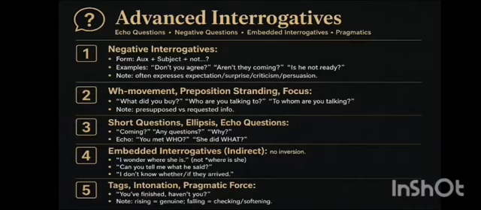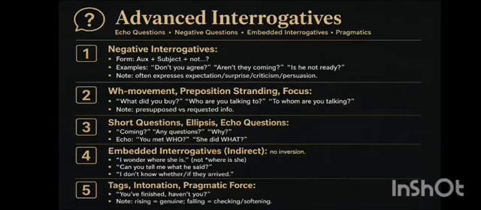Now, other important points. WH movement: the WH word usually moves to the front. For example, what did you buy? And we have preposition stranding: a preposition may stay at the end. For example, who are you talking to? More formally, we say: to whom are you talking?